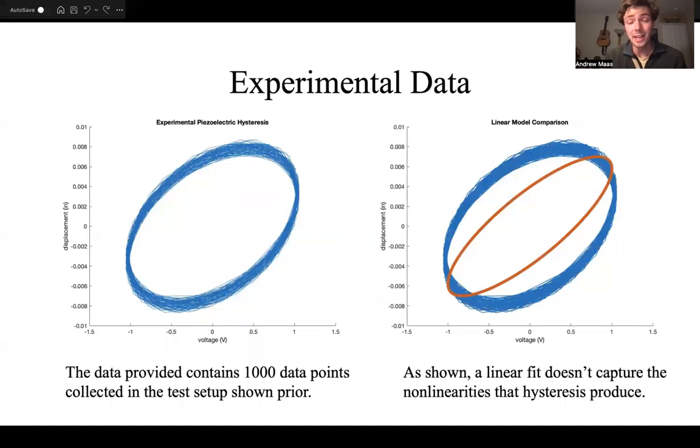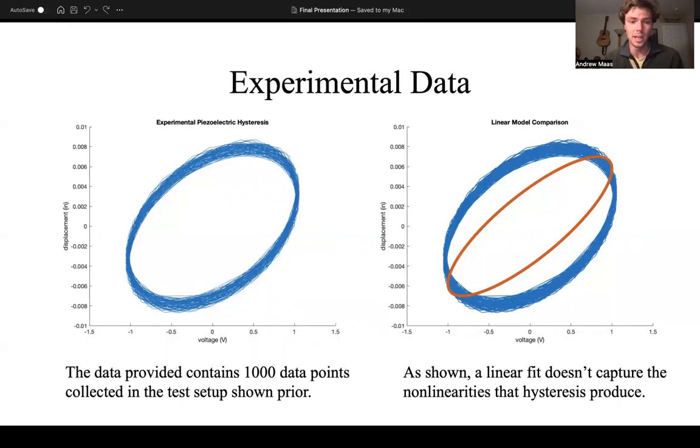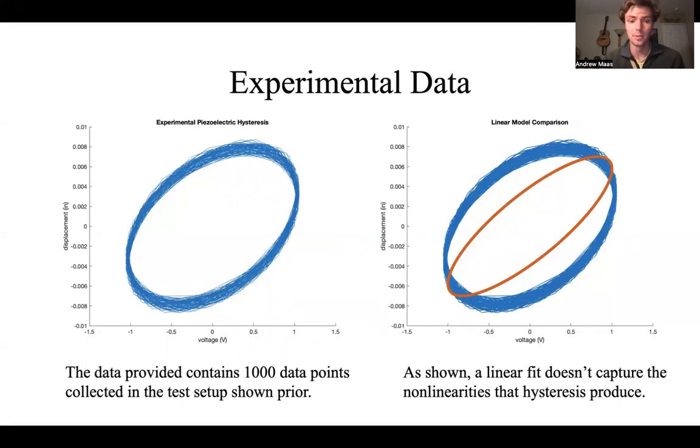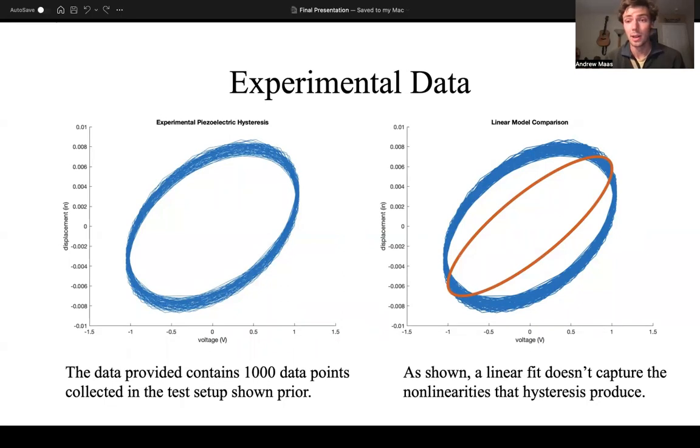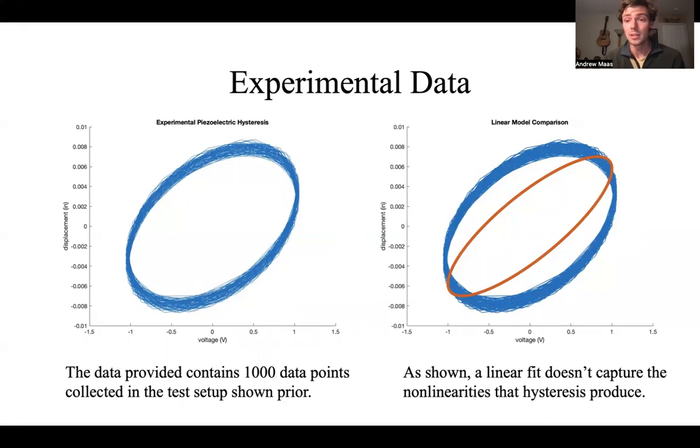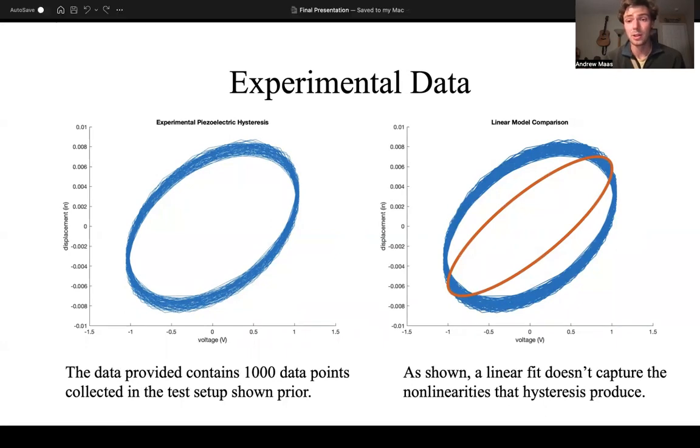For the experimental data, I collected the data on the test setup that I showed in slide 2. These are the results plotted with voltage and displacement on the X and Y axes respectively. And then on the right is a superimposed linear model onto the data. As you can see, it doesn't fit great, but hopefully our hysteresis models will do a little better.